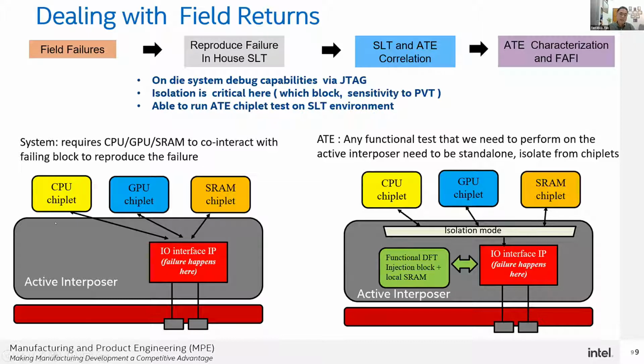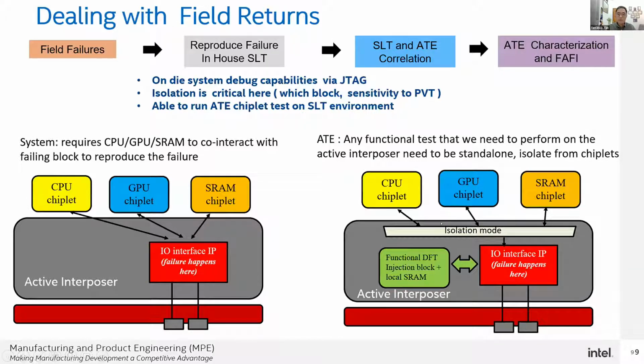If you look at this example, this is a simple active interposer with CPU, GPU, and SRAM, and then you have an I/O IP. So let's say you have a failure in this interface. By going through system level debug, you pinpoint that, okay, my failure is on the active interposer. The failure happened in this I/O. Then when you go back to ATE, typically you're going to say, oh, I cannot reproduce it through my test program. All my scan tests are passing. Which means that you need to be able to duplicate the functional transactions onto the active interposer.